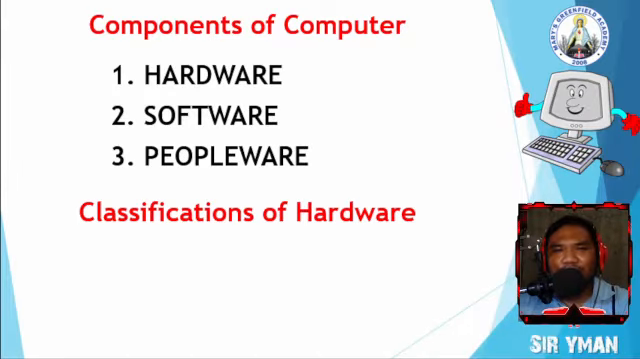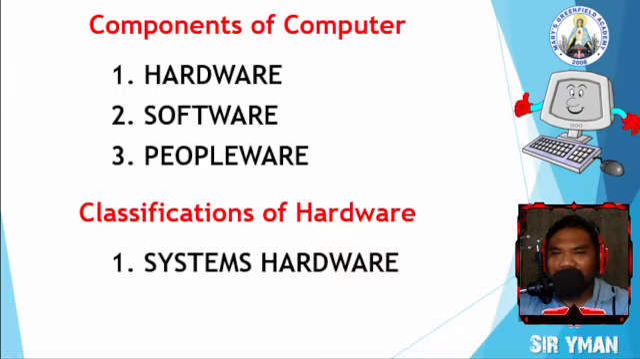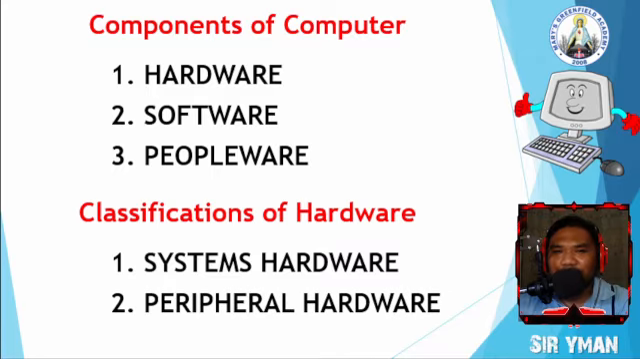So there are two classifications of hardware. So meron dalawa. Yung isa ay S, yung isa naman ay letter P. So the first one was yung tawag na system hardware. Ito yung mga hardware na makikita sa loob ng system unit. Tapos peripheral hardware. Kung yung system hardware nasa loob ng system unit, yung peripheral naman nasa labas ng system unit. Ito yung mga kinokonekta natin sa likod ng system unit. Minsan sa likod, minsan sa rear, minsan naman sa front.